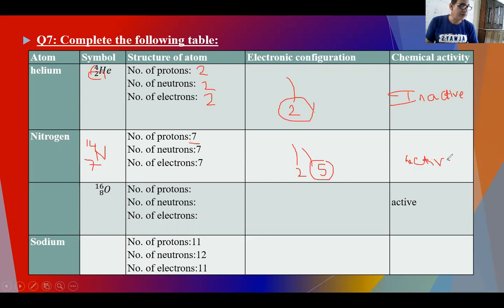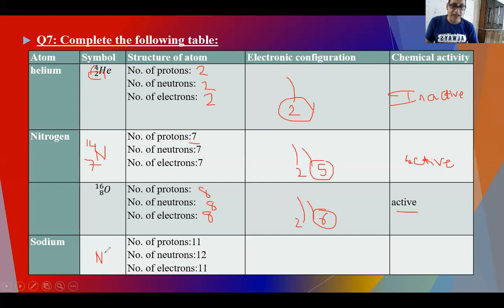Okay. Number 3. O, 8, 16. Number of protons 8, electrons 8, and neutrons 16 minus 8 equal 8. 8 electrons, 2, 6 outermost, not completely filled with 8 electrons, so it is an active element.